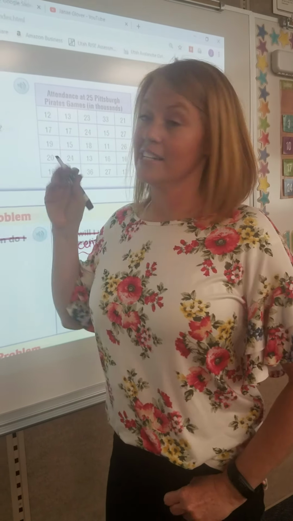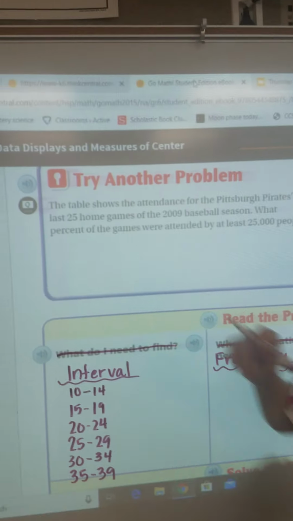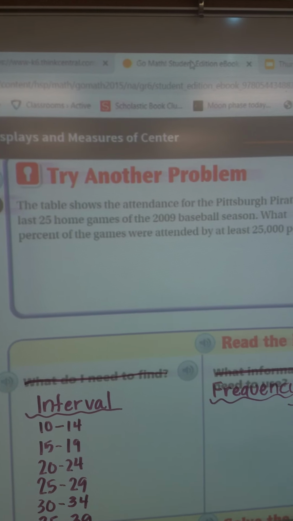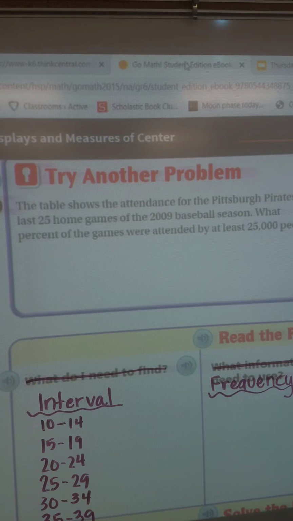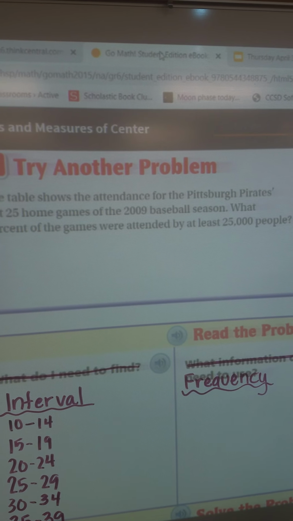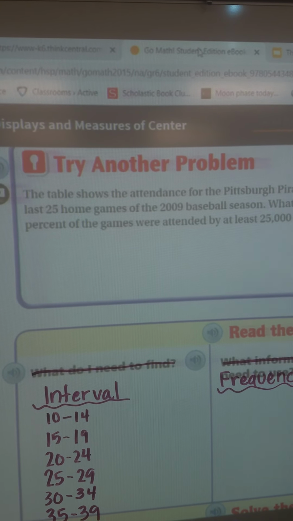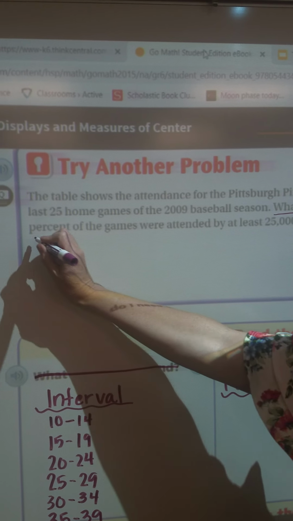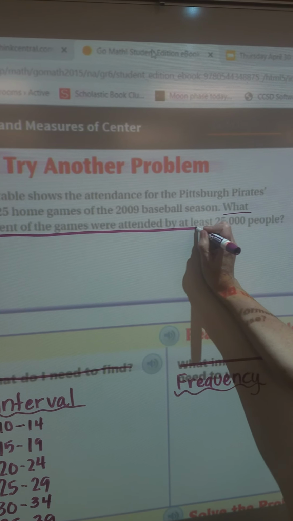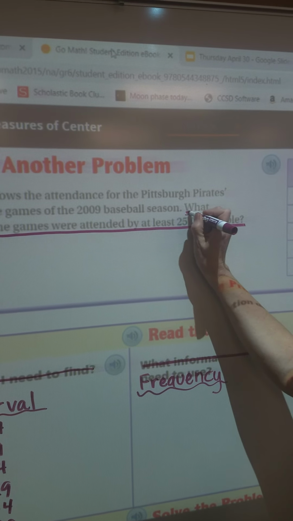Here we go, boys and girls, another example. It says, the table shows the attendance for the Pittsburgh Pirates' last 25 home games of the 2009 baseball season. What percent of the games were attended by at least 25,000 people?